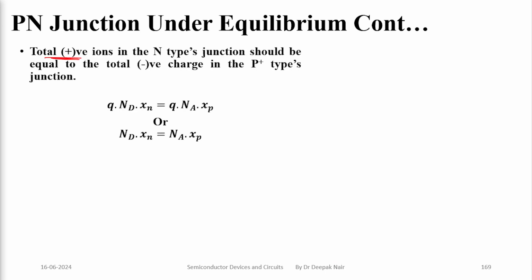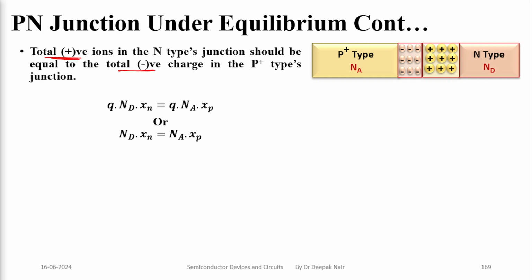Now, the total positive ions in the n-type junction should be equal to the total negative charges in the p-type junction. What does that mean? Here the number of ions in the p-type region and the number of ions in the n-type region should be equal. But you can also observe that the penetration of holes in the n-type region is much higher compared to the penetration of electrons in the p-type region.